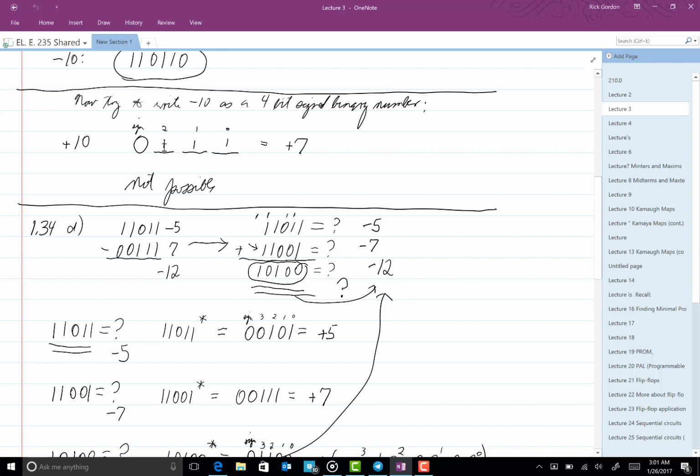But remember, when you're writing binary numbers, the only 2 possibilities for each digit is either a 0 or a 1. We can't use a 2. And therefore, immediately this tells us that something is wrong. In fact, we simply cannot write positive 10 as a 4-bit signed binary number. The largest number that we can write as a 4-bit signed binary number is 0111, which is positive 7. But 10 is larger than that, so we simply can't do it.